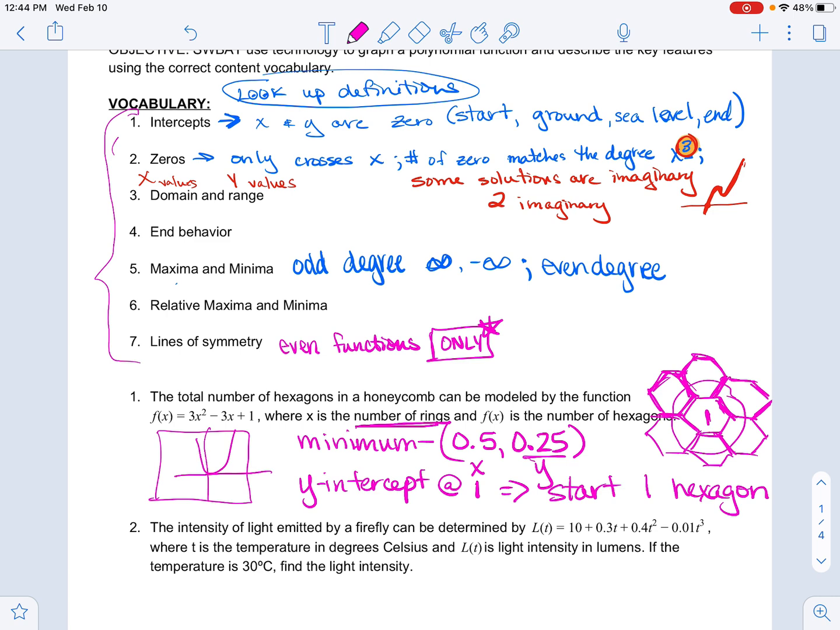You can find the solution of anything. So if you have 1 ring, x is the number of rings, so you can find out if x is 1, then y is what? Well, that would be the number of hexagons, and you can find out that there are going to be 7 hexagons. 1, 2, 3, 4, 5, 6, 7. And that makes sense. So you should be able to take this graph and then describe some pieces of it.